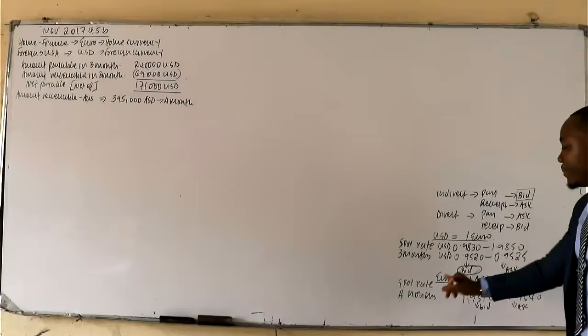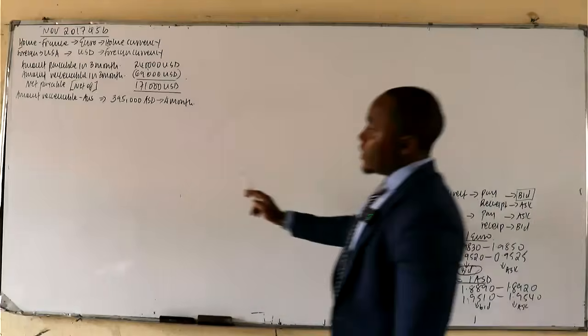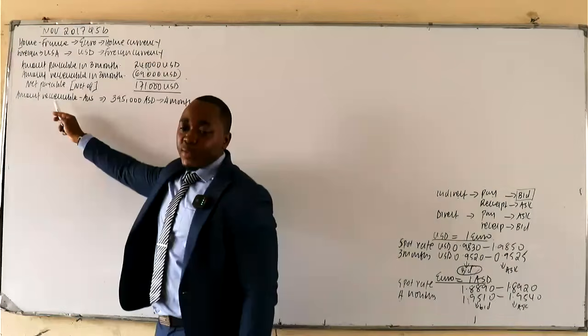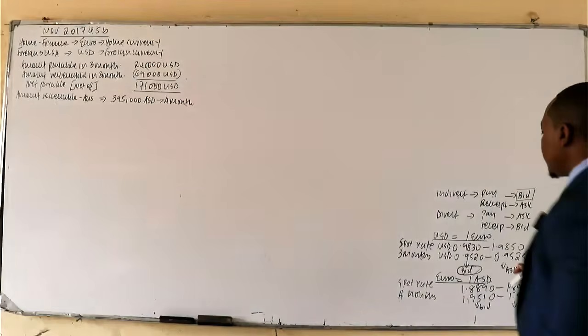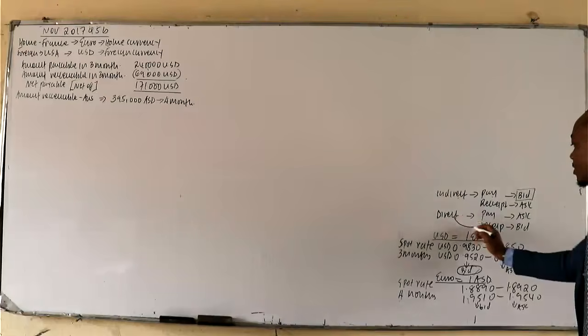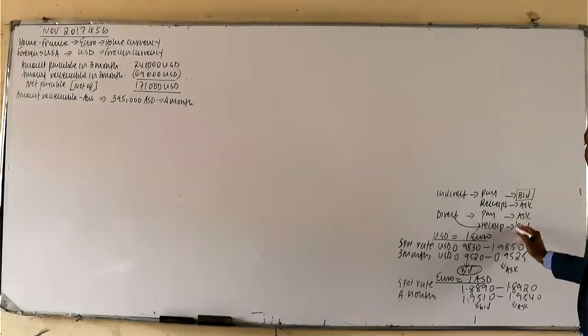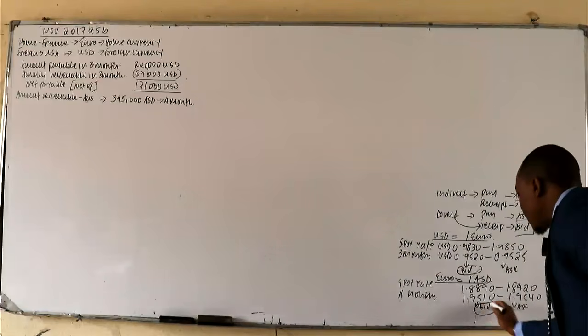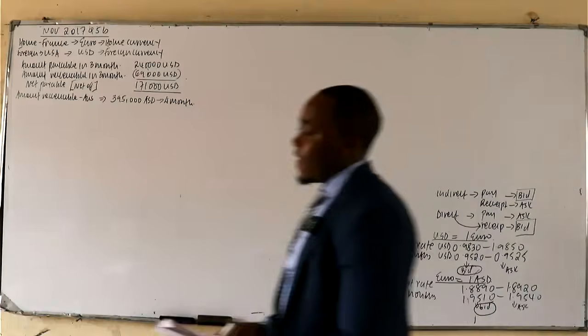And then remember, we are hedging receipts. This is the amount receivable. So if you are hedging the receipts, this is a direct quote, and you expected to receive. Also, in this case, we'll use the bid price. Good.